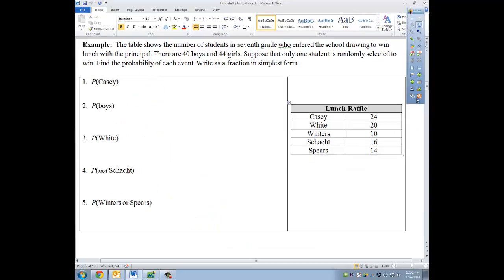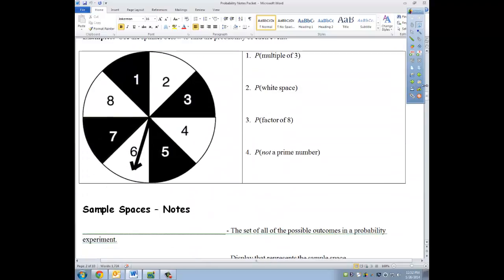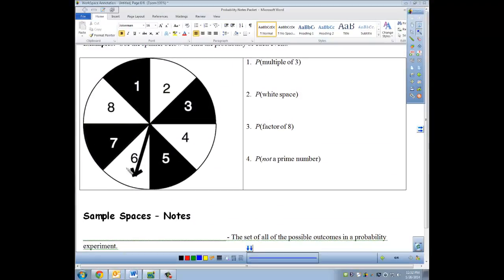The next example on the next page involves a spinner. All of the numbers are equally divided. We got numbers 1 through 8. Number 1, we want to find the probability that it's going to be a multiple of 3. Multiples of 3 would be 3 and 6. So I get 2 out of, I have 8 possibilities. 2 over 8 reduces down to 1/4.